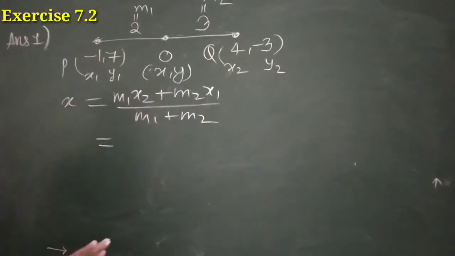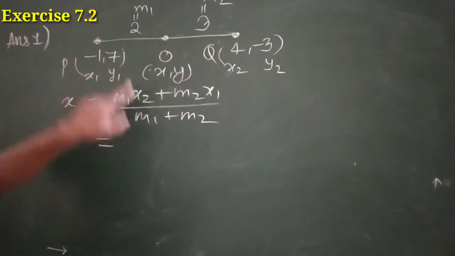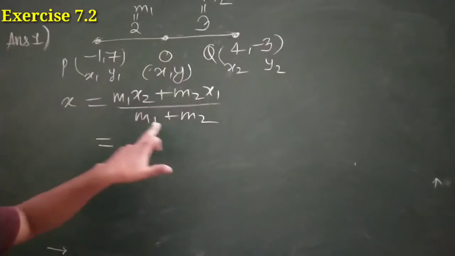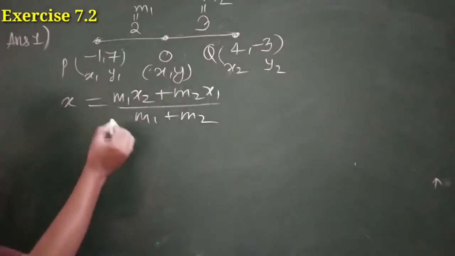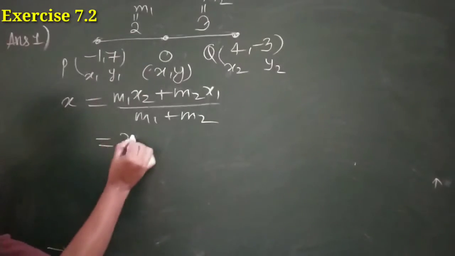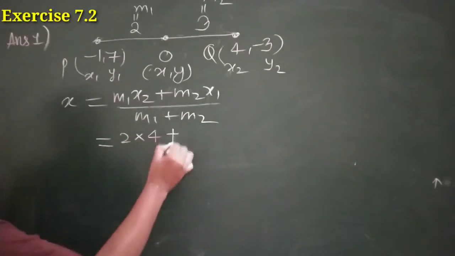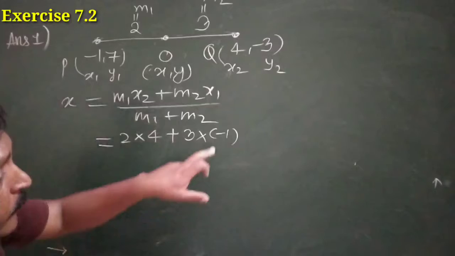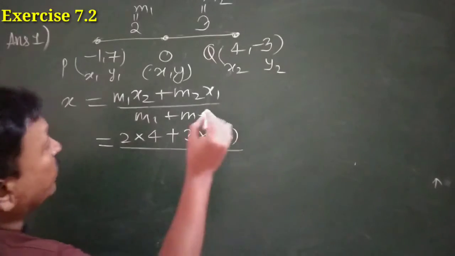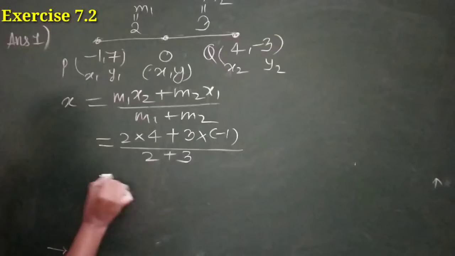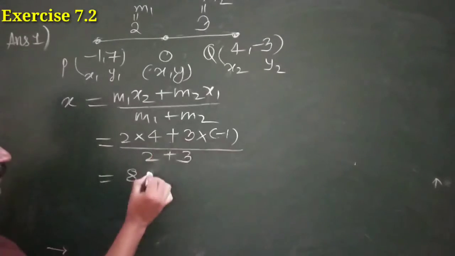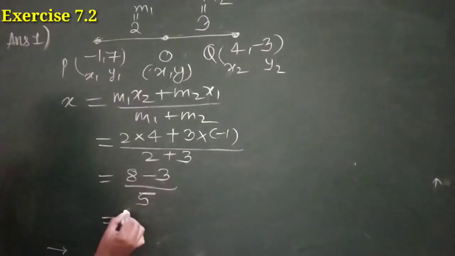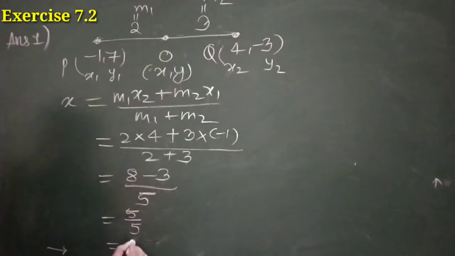Now we have to just substitute the value. इसलिए मैंने कहा था कि m1 मैंने मार्क कर दिया, m2 मार्क कर दिया, x1 मार्क है, x2 मार्क है. ओके, now substitute the value. m1 means 2, x2 is 4, plus m2 3, x1 is -1, and always substitute the negative value in bracket, upon m1 plus m2, 2 plus 3. 4 2s are 8, plus minus minus 3 1 ja 3, 3 plus 2 is 5. 8 minus 3, how much? 5. 5 upon 5, so answer will be 1.